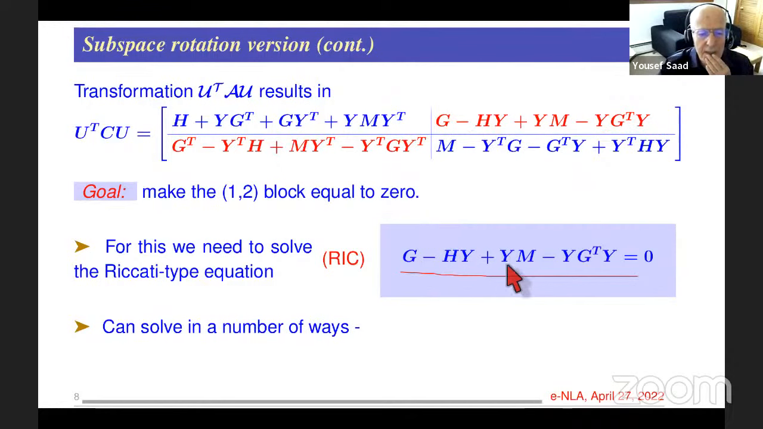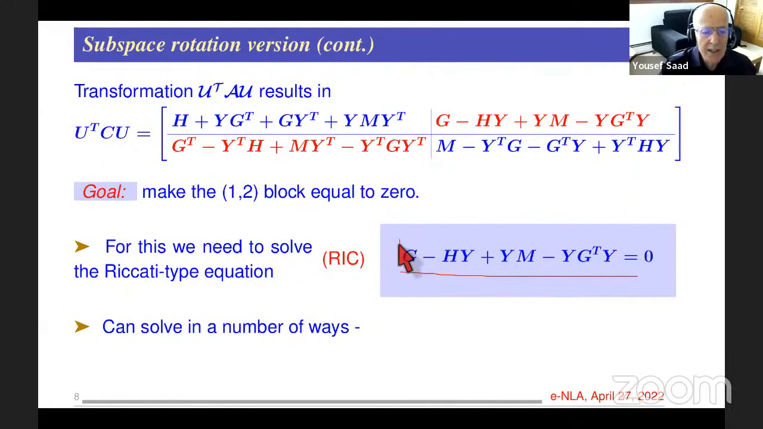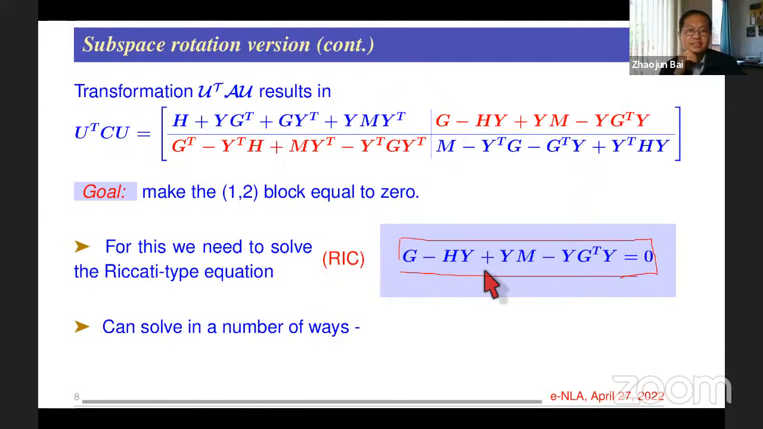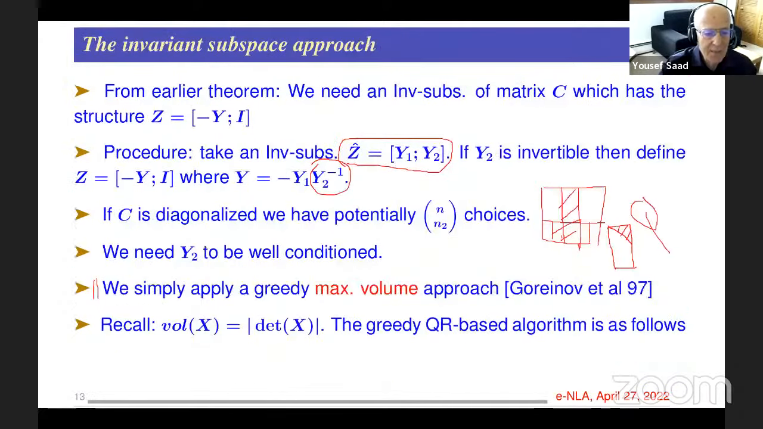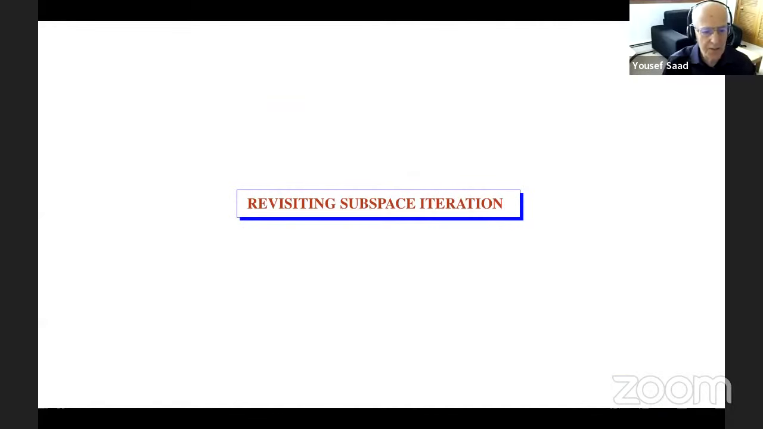So once you have solved that, then you get your y that you use for the transformation. So you don't solve it as a Riccati equation. You can solve it as a form of invariant subspace using the approach I just talked about, the max volume approach. Okay. Did that answer your question? Yeah. Let's move on, and I'll talk now about subspace iteration.